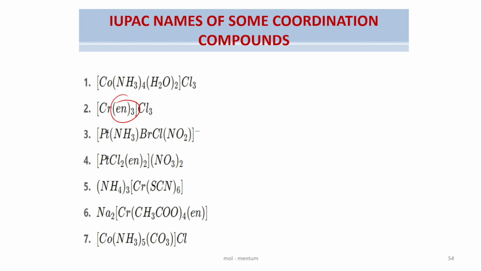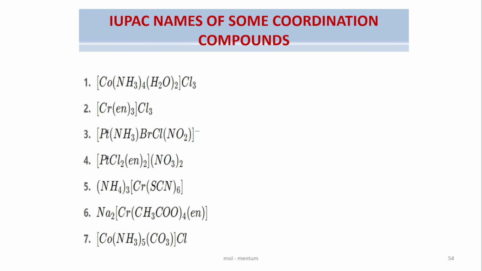Now this is a bidentate ligand. So the name would be, now you cannot write tri, you have to write tris. Then you can write ethylene diamine, then chromium. The charge is again 3 because the contribution of ethylene diamine is 0. This is 3 minus, so the complex will be 3. Then again you can write chloride. So tris ethylene diamine chromium 3 chloride.